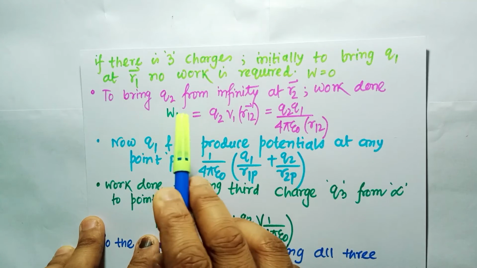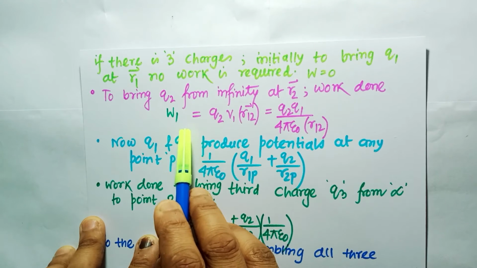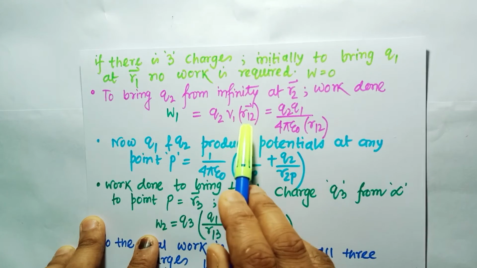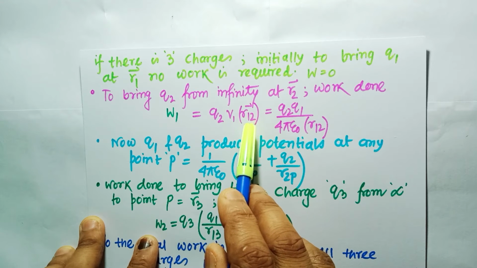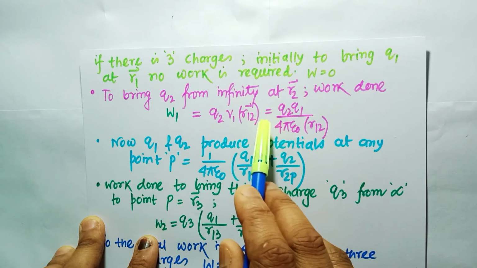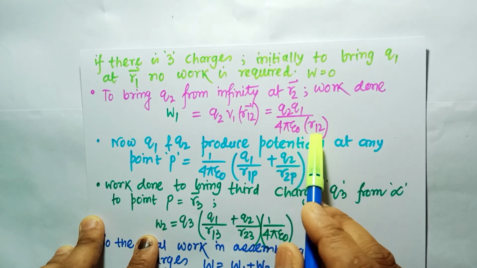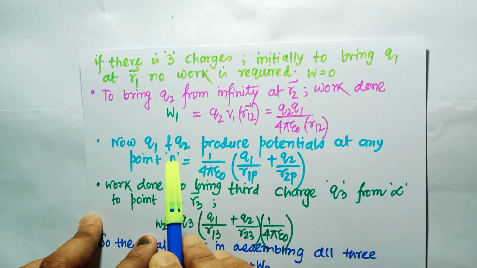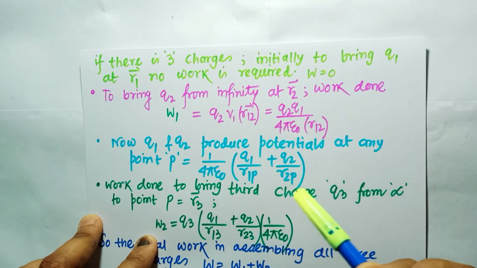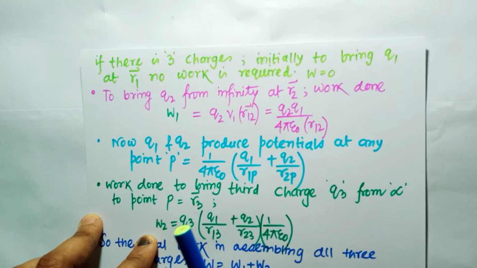To bring Q2 from infinity to the point R2, the work done will be W1 is equal to the charge Q2 times the potential that exists there. It means V1 at the position vector R12, the potential due to the Q1 charge, Q1 divided by 4 pi epsilon naught R12. Now you can see there are two charges Q1 and Q2. Now if I want to bring another charge, Q3?